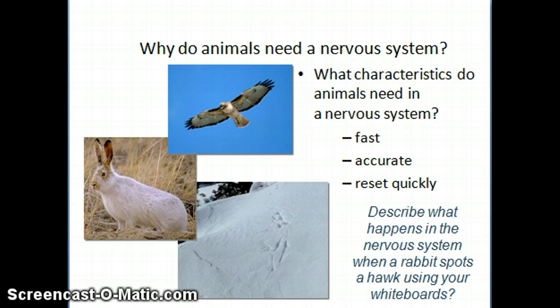So if you were to look at this rabbit here, and you can see it's a snow rabbit with its footprints in the snow, what would happen in the nervous system when that rabbit spots the hawk? And if you had whiteboards, you would maybe draw out what is going on in the nervous system of that rabbit in response to the stimulus of seeing a hawk. So you can pause this and think about that, or we'll just go on.